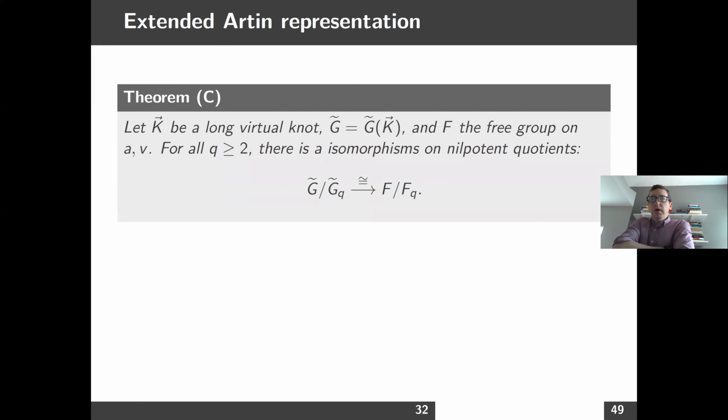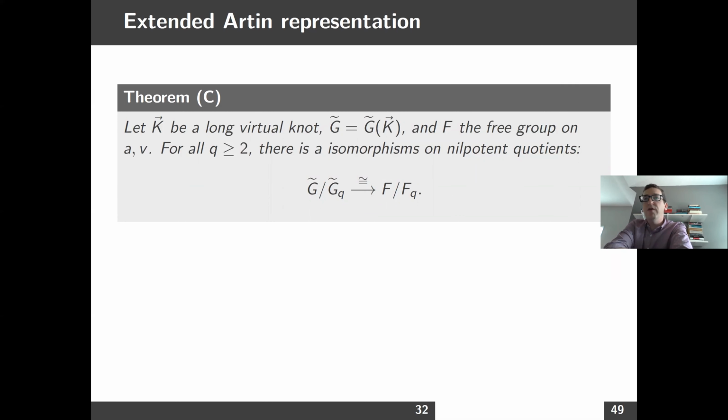Okay, so you can define an extended group for long virtual knots in the usual way. It's a little bit different, but it's the same exact definition, same relations at each of the classical and virtual crossings, and its extended Chen-Milnor theorem looks a little bit different. So if you have a virtual knot, F is a free group on two letters A, V, then in this case the nilpotent quotients of the extended group are always isomorphic to those of a free group.